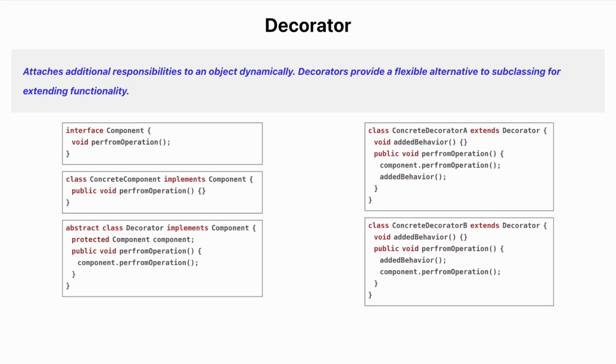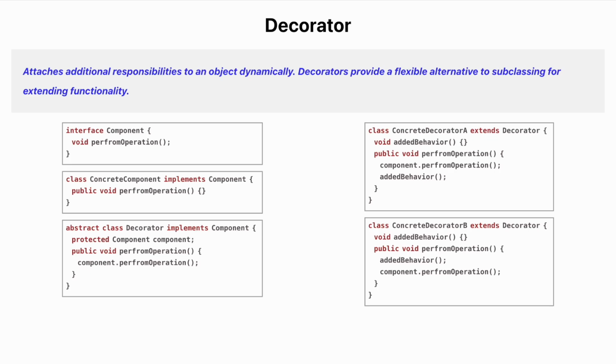Decorators attach additional responsibilities to an object dynamically. Decorators provide a flexible alternative to subclassing for extending functionality. Here, component is the parent class or interface common for concrete component and decorator. That is, there is no difference between concrete component and concrete decorator for the clients which access the concrete objects through the component interface. Here, decorator will have a reference to another component.